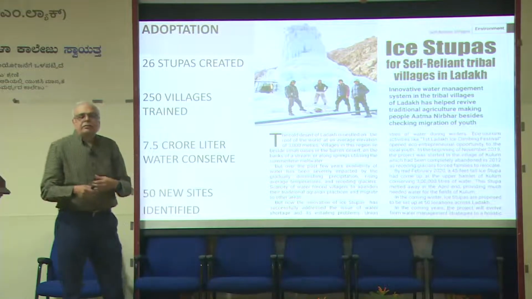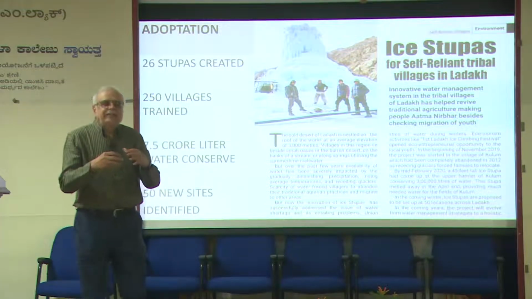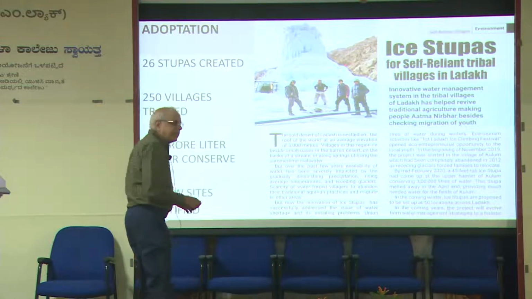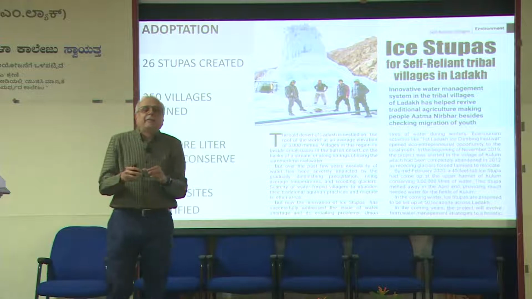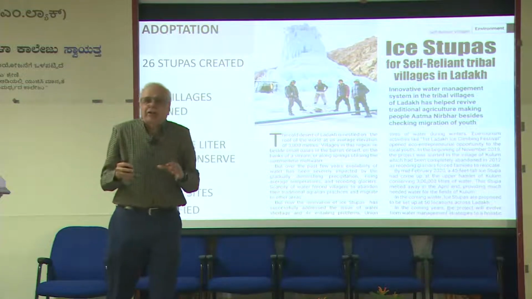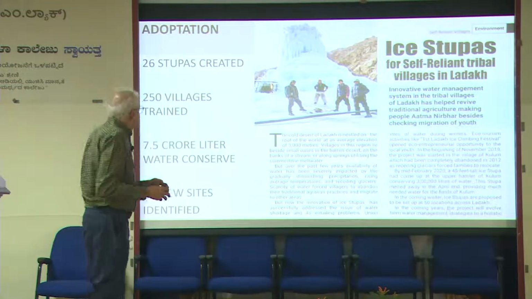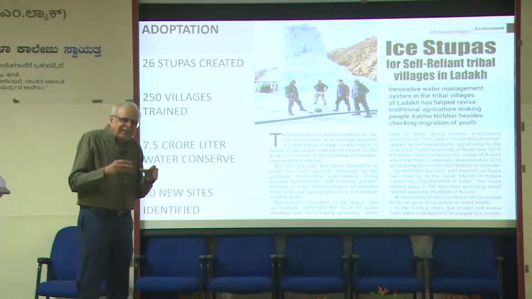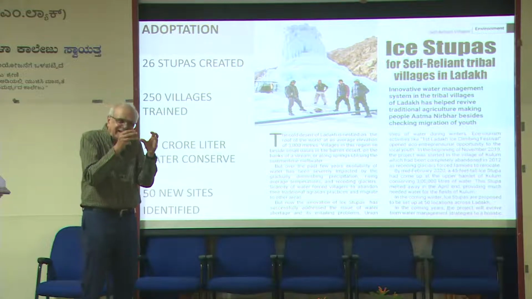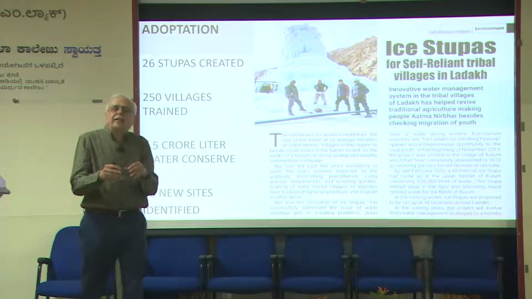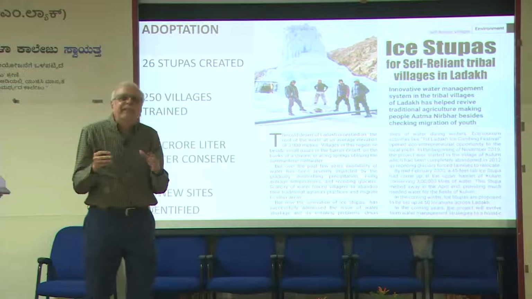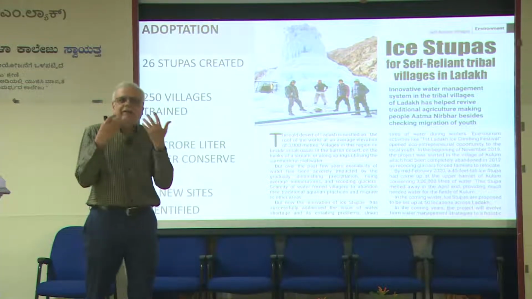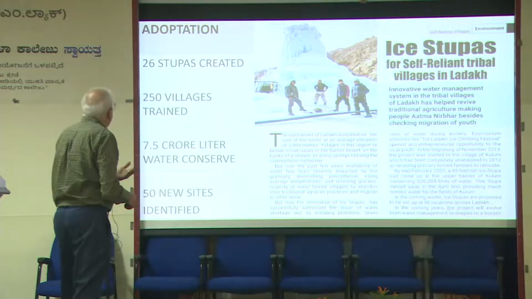So suppose you have a 10 square kilometer area where snow is melting. Now you create this ice stupa, which covers a few hundred meters in geographical area. The amount of energy received there is very small, so it melts very slowly. It lasts for a longer time, and water is available when people need it, either for agriculture or for drinking purposes.